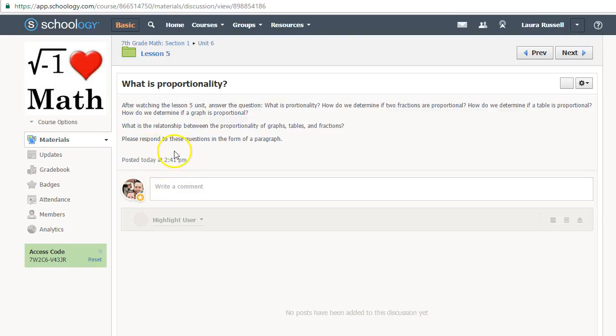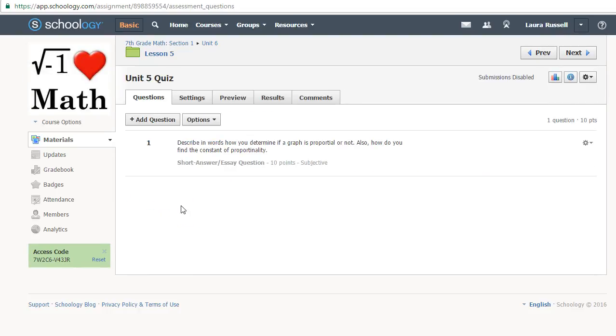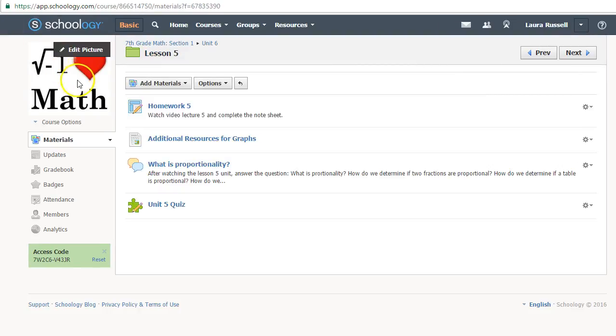I might enjoy that. And this is just a question about proportionality and how all the different types of proportions relate to each other. And then finally, I have a quiz, a check for understanding. This one's only one question. But the point is just for me to see if they're understanding. So that's it for the unit.